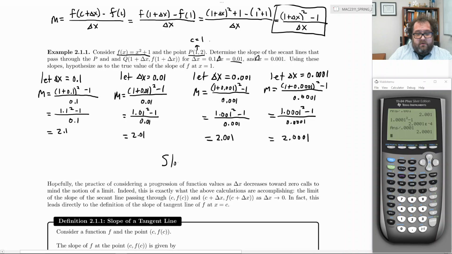So the slope of the tangent line equals 2. Maybe?